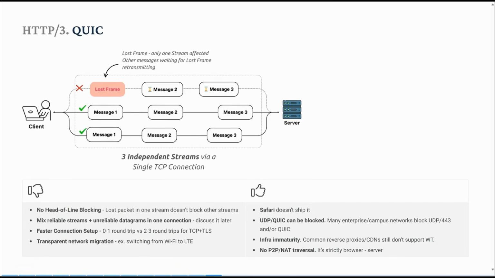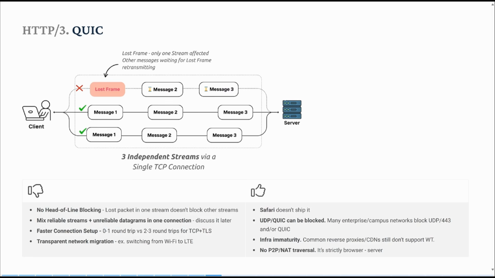This is where HTTP/3 with QUIC comes in to solve these fundamental problems. QUIC is essentially a complete redesign of how we do network transport. The biggest improvement is that there is no head-of-line blocking because a lost packet in one stream doesn't block other streams. QUIC manages multiple independent streams within a single connection. So if stream 1 has packet loss, streams 2 and 3 continue flowing normally.